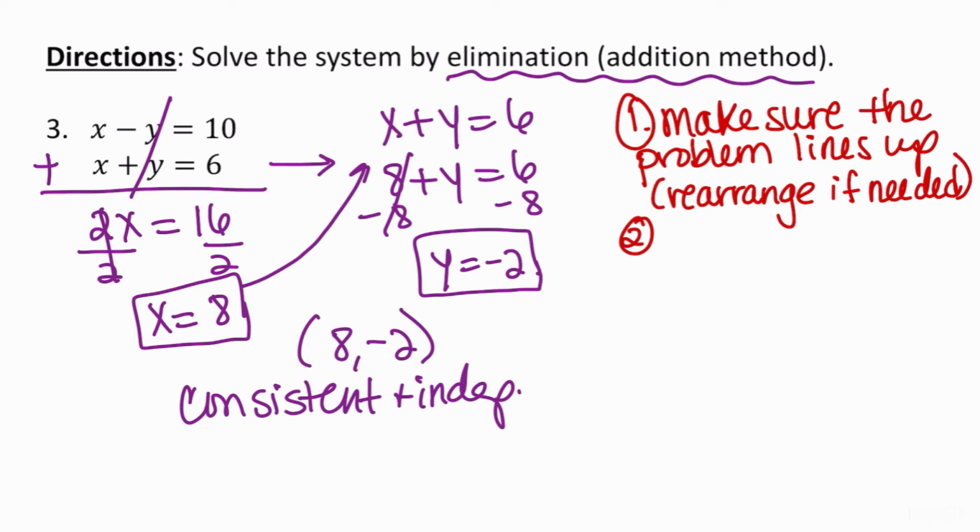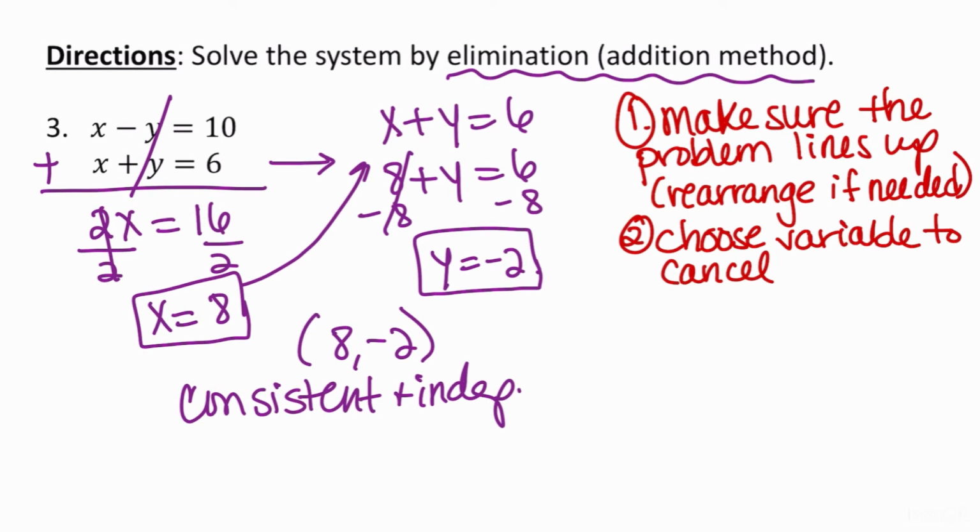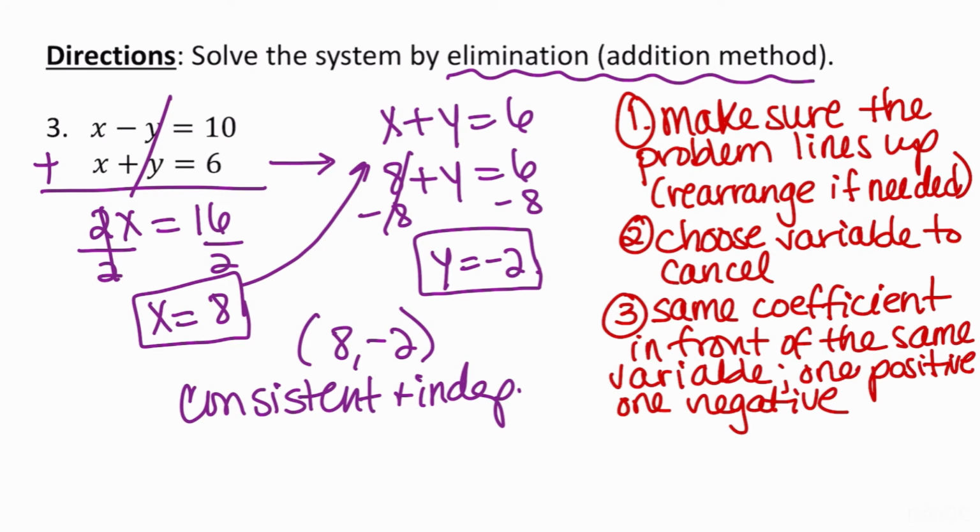The second thing that you want to do is choose the variable that you're going to cancel. Ideally, you want to choose the variable that has the same coefficient in front. One of them has to be positive, one of them has to be negative. And so in this problem, we actually had negative y and positive y, which made life so easy because we could cancel them right away. But you're going to see that there are going to be times when you don't have that.